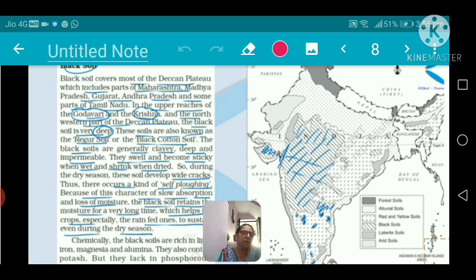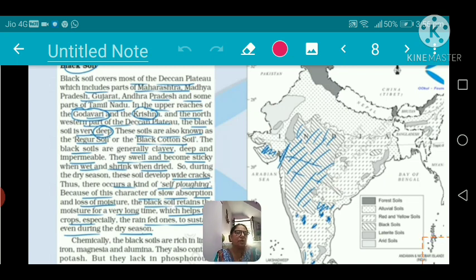You may have seen nearby, because we are in the border area of Punjab. Here some nearby soils are there near water and river areas. During the dry season, these soils develop wide cracks, and there occurs a kind of self-ploughing.